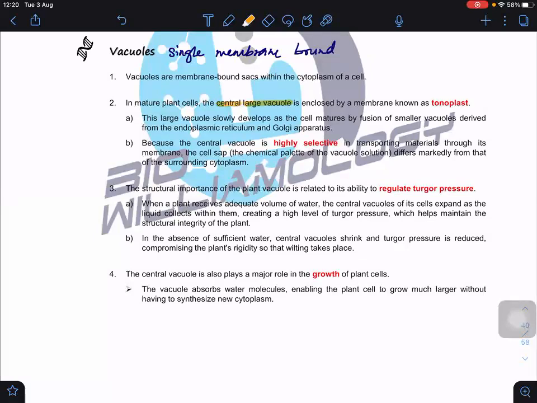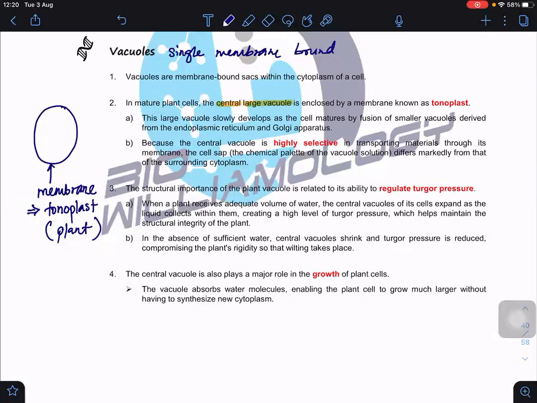The vacuole of plant cells is surrounded by a membrane. This membrane we give a special name called tonoplast. Only plant cells have the tonoplast. Do animal cells have a membrane? Yes, they do. Animal cell vacuoles also have a membrane, but we don't give it the special name tonoplast.